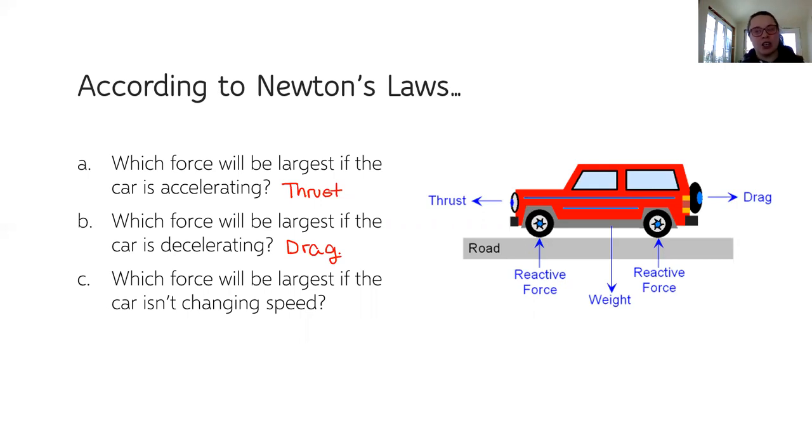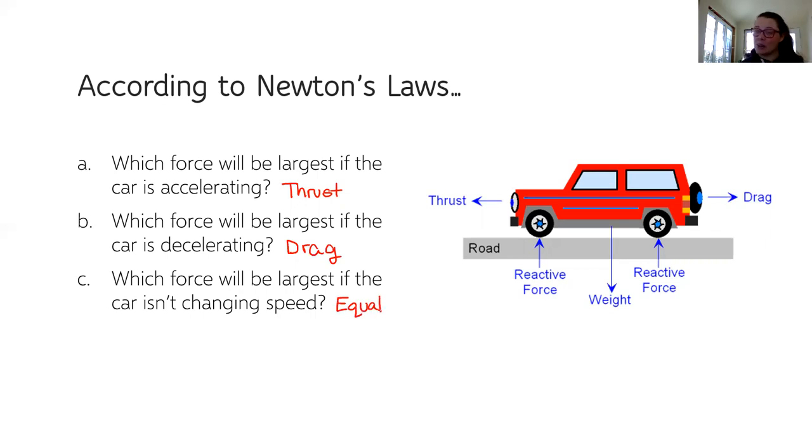And what if the car isn't changing speed? Going down the highway, we're at a constant 70 kilometers an hour, we're not changing our speed. Which force is going to be the biggest? Well, remember from last day, we said if there's no acceleration, the forces are balanced. So if we're not changing speed, that means we have balanced forces. So the forces are equal.